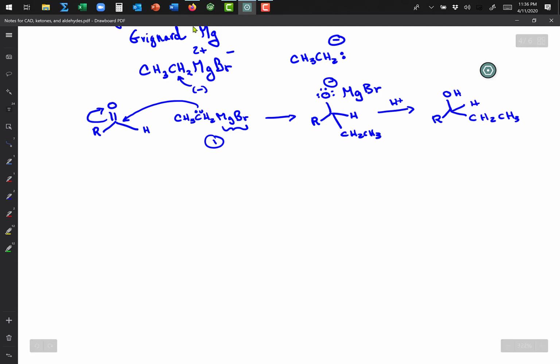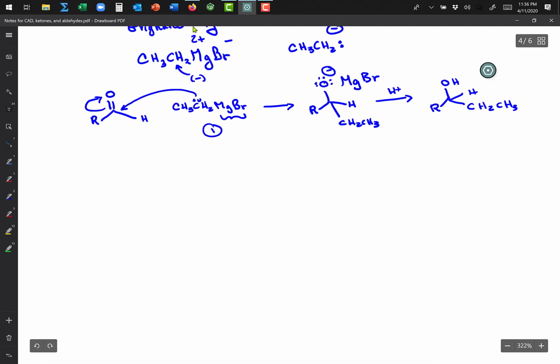And so what we've done is we've added an alcohol functional group, or created an alcohol functional group out of the carbonyl of the original compound, out of this guy here, right? And so I've added this, and so this is an addition reaction. So I'm going from a carbonyl to an alcohol.